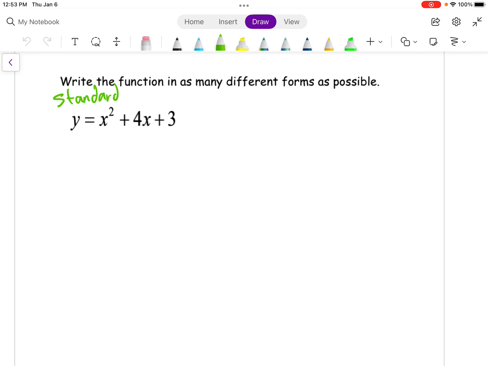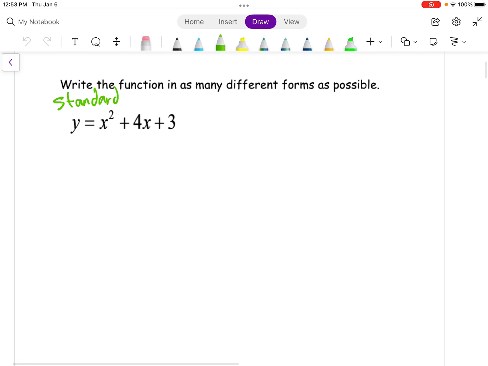We know how to put it into vertex form, right? That's what we just did a day or two ago, but let's just review that really quick. So if I want to put it in vertex form, I'm going to take it and group the x squared plus 4x together. We need to complete the square there, so take half the middle number, half of 4, and square it. So 4 divided by 2 is 2, 2 squared is 4. And then on the outside, I need to subtract 4.